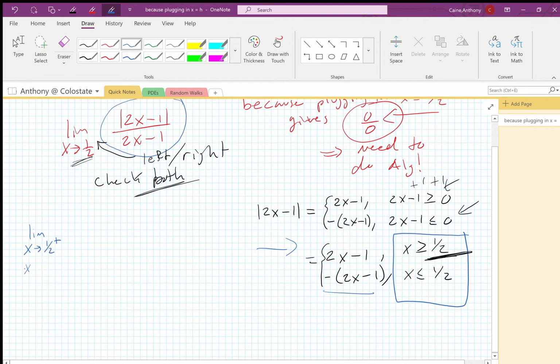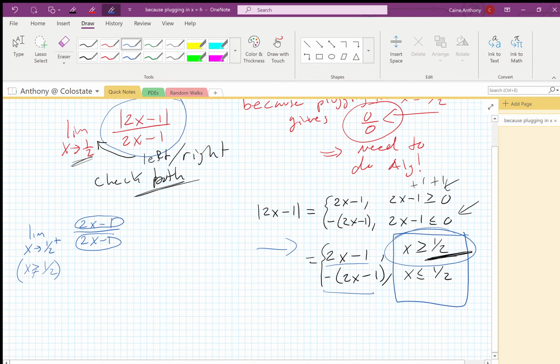So, let's check the limit as x goes to 1/2 from the right. This means x is bigger or equal to 1/2, in fact technically just bigger, not equal. So I look over here and aha, x is bigger than 1/2, so the absolute value must be this thing, 2x minus 1. So I have 2x minus 1 over 2x minus 1. And again, if you just plug in 1/2, you get 0 over 0.